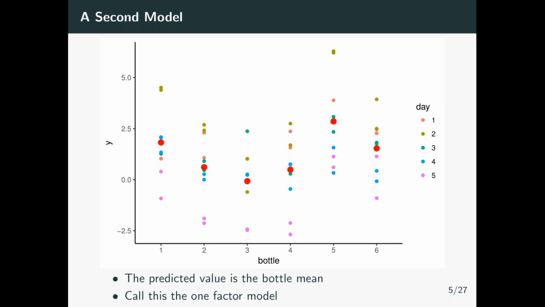The sums of squares error for the one factor model, I'll touch on that again. You need to consider this graphic, and you take the distance between each of the colored points on this graphic, not the big bright red ones, but the pastel colored points. You measure the distance from the pastel colored points to their corresponding red dot, or bottle mean. You square that distance, add them all together, and that's the sums of squared error.